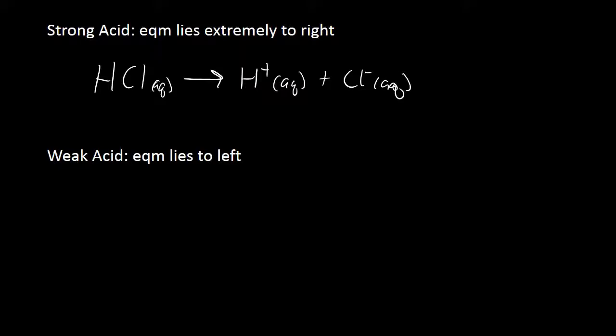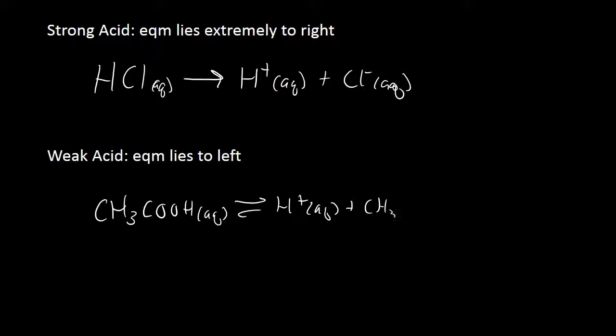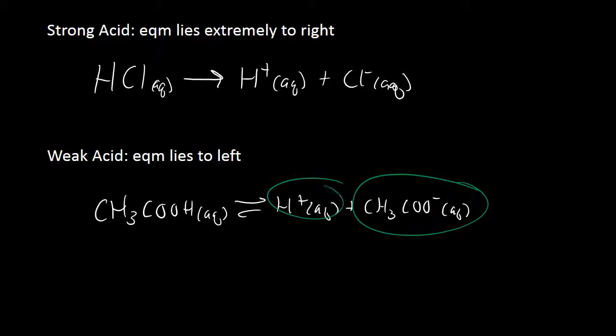Whereas for a weak acid, equilibrium lies to the left, to the reactants, and therefore we have to use the equilibrium arrows. So acetic acid, CH3COOH, we use the equilibrium arrows because it is weak, and we get H plus aqueous and CH3COO minus aqueous.